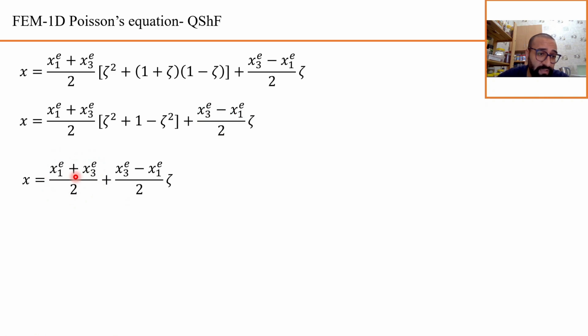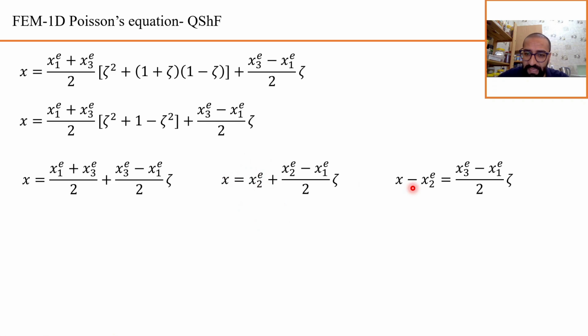And we define this (x1 plus x3) divided by 2 as x2. Indeed, this is the position of this new coordinate that is at the middle of x1 and x3. Therefore, we have this simple equation. I bring this term to the left-hand side. We have x minus x2, same term. And by multiplying both sides of this equation by 2 and dividing both sides by these terms, we will finally get the relation between the non-dimensionalized coordinate zeta and the old coordinate x. And this is how we can derive the relation between zeta and x just by using the shape function that we defined.